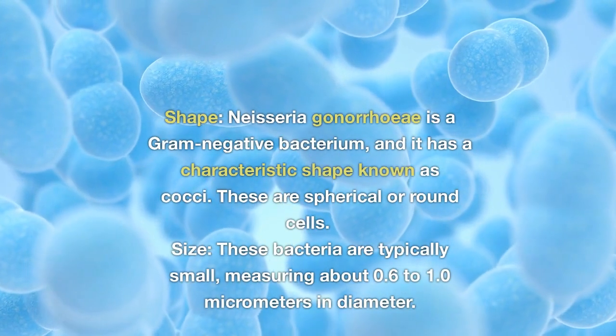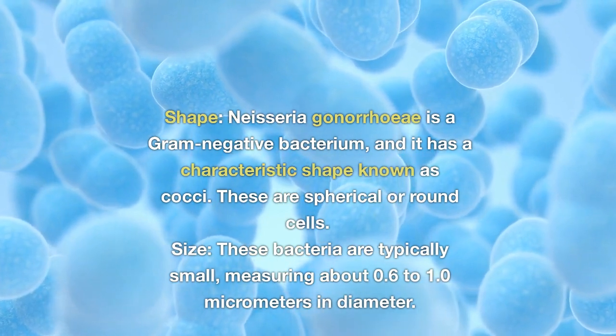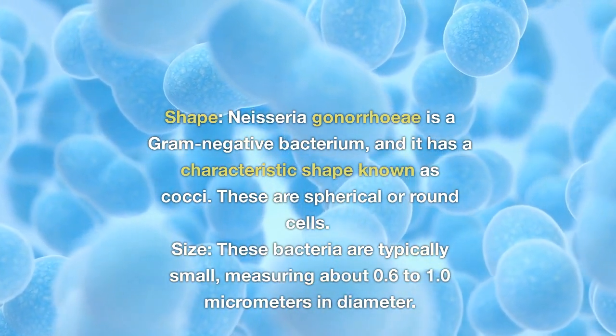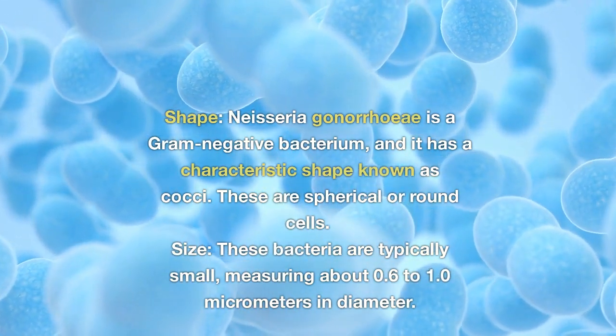About the causal agent of gonorrhea. Shape. Neisseria gonorrhoeae is a gram-negative bacterium, and it has a characteristic shape known as cocci. These are spherical or round cells.